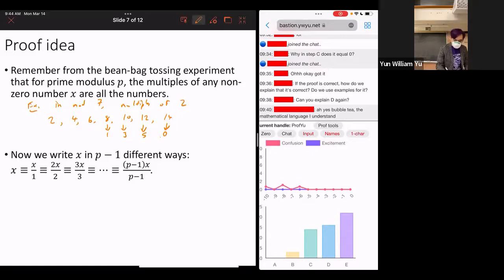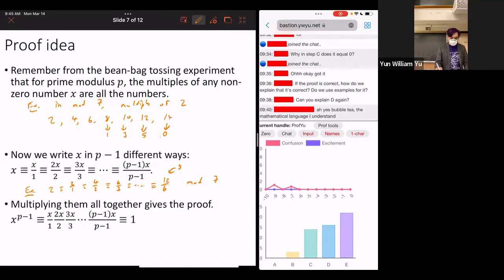So as a quick example, 2 is equivalent to 2 divided by 1 is equivalent to 4 divided by 2 is equivalent to 6 divided by 3 is equivalent to 12 divided by 6 mod 7. But of course, 12 here is just 5. So 5 divided by 6 mod 7 is also equivalent to 2. OK, so this is because we showed that we can do division when you're working in modular arithmetic, if the modulus is prime.